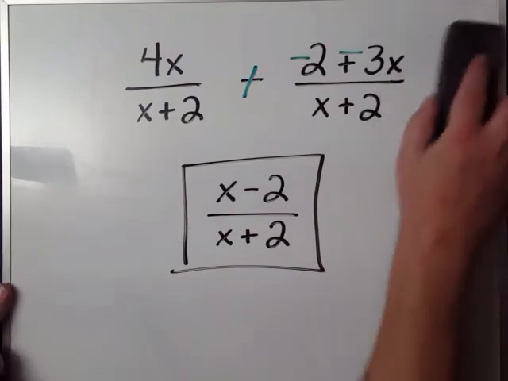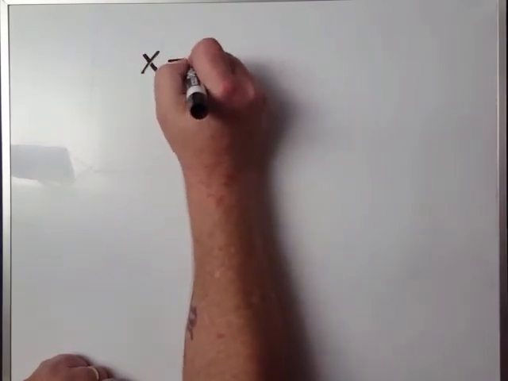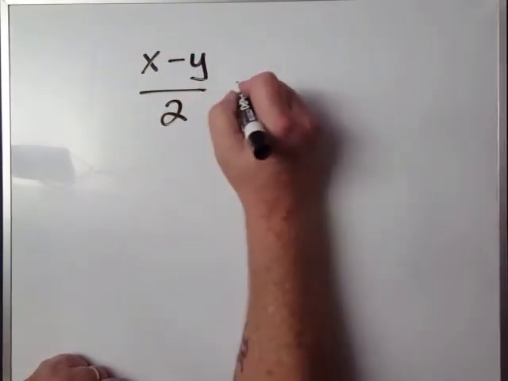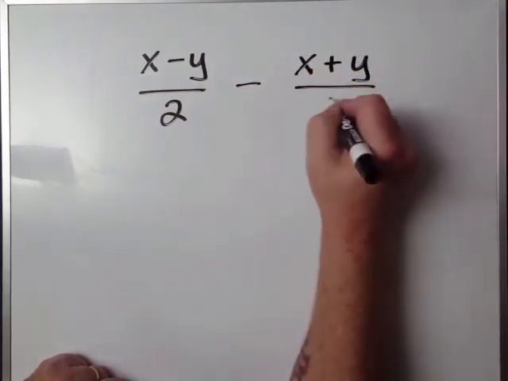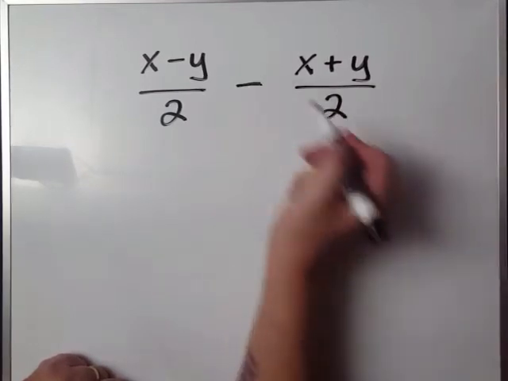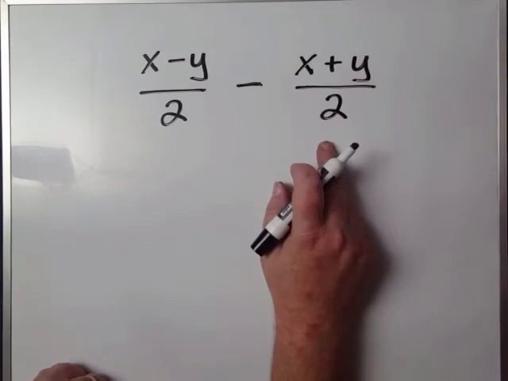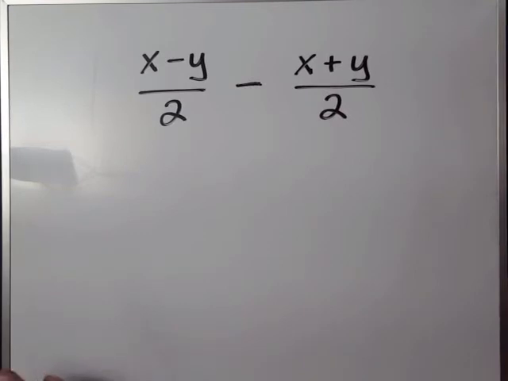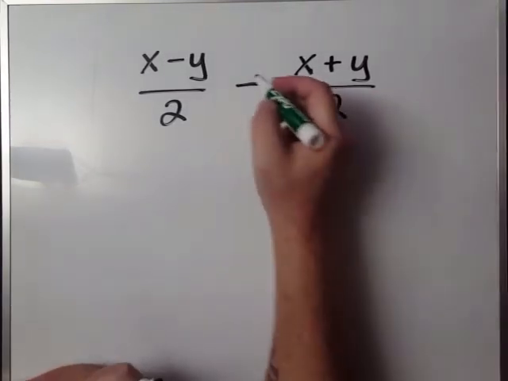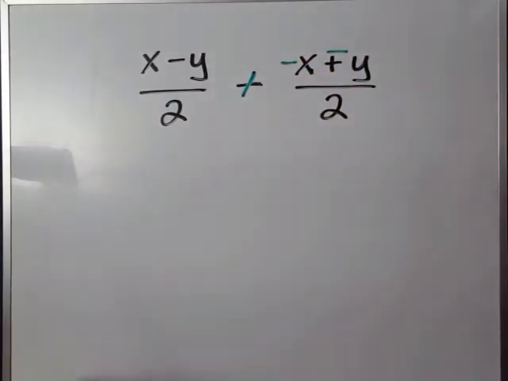Number 20. I want to subtract these two fractions that already have a common denominator. So I will subtract their numerators. To subtract polynomials, we distribute the negative and combine like terms. So let's distribute this negative. Keeps me out of trouble.